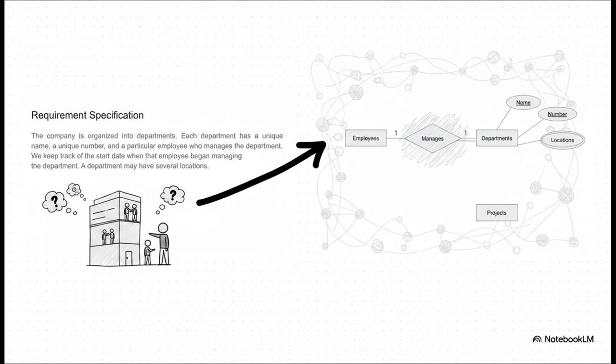We look back at our requirements and we find a rule. The rule says an employee manages a department. Boom. We take that English sentence and translate it directly into our diagram. We draw a line connecting employee and department and put a diamond in the middle, labeled manages. We've just turned a business rule into a structural fact.